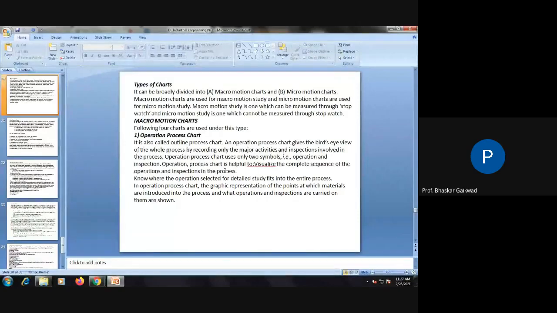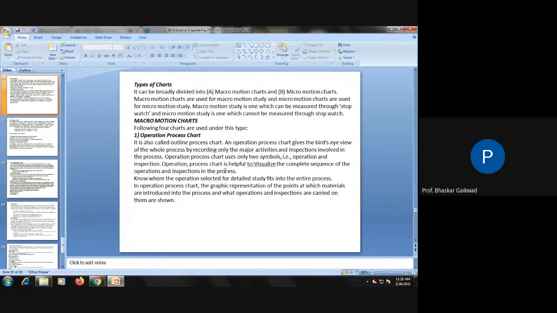So here in operation process charts, two names you have to remember. First name, this is called outline process chart. Why the outline process chart? Because only major activity has been noted in the chart, and only two symbols we are using. One is operation. What is the symbol for operation? Circle. And next is inspection. What is the symbol of inspection? Rectangle. So objective type questions will always be there.